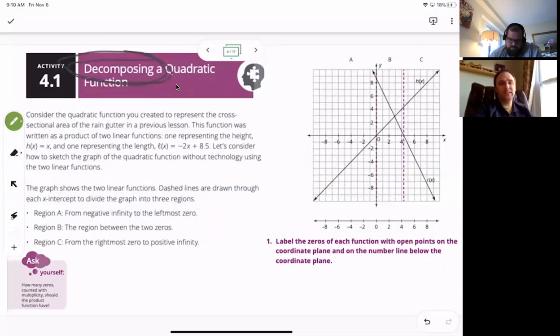This function was written as a product of two linear functions, because this is from that rain gutter thing. The rain in Spain falls mainly on the plain. Yes, exactly. Very good, Pygmalion.